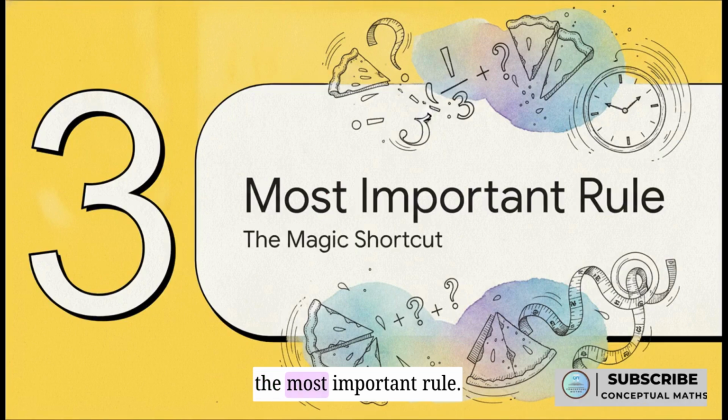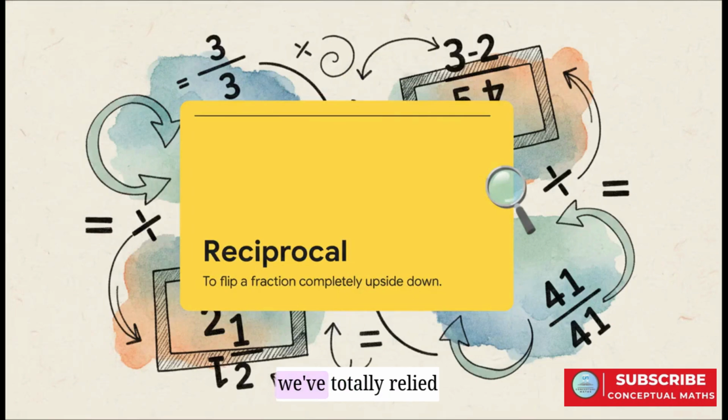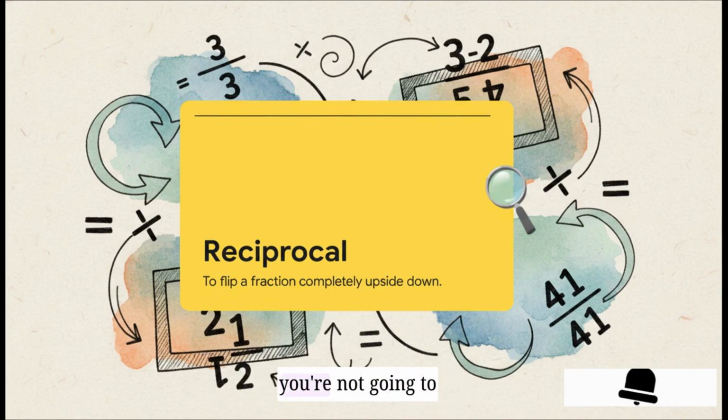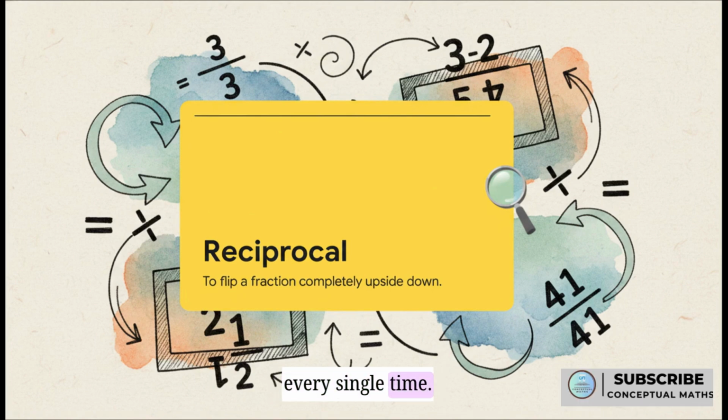Section 3, the most important rule. Or honestly, my favorite part, the magic shortcuts. So far, we've totally relied on our visual intuition. But let's be real, when fractions get messy and complicated, you are not going to want to draw pies or measure out cloth every single time.